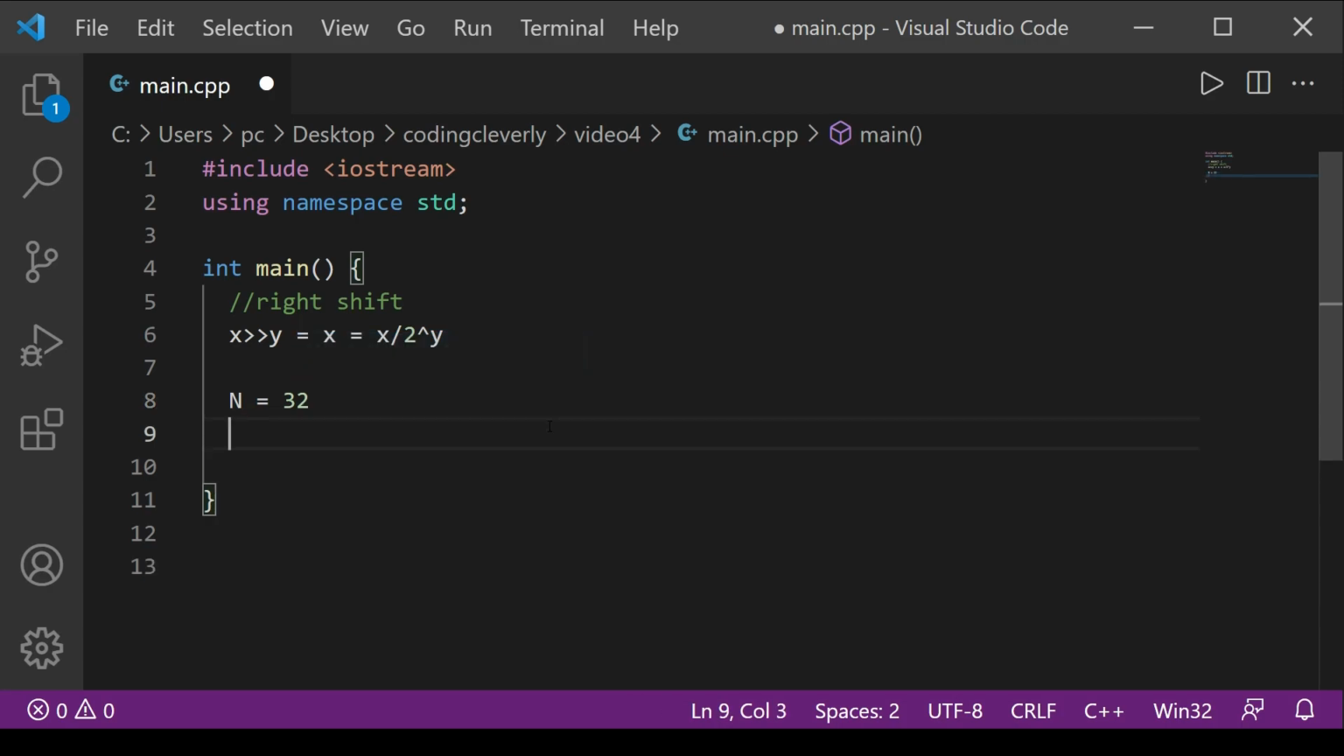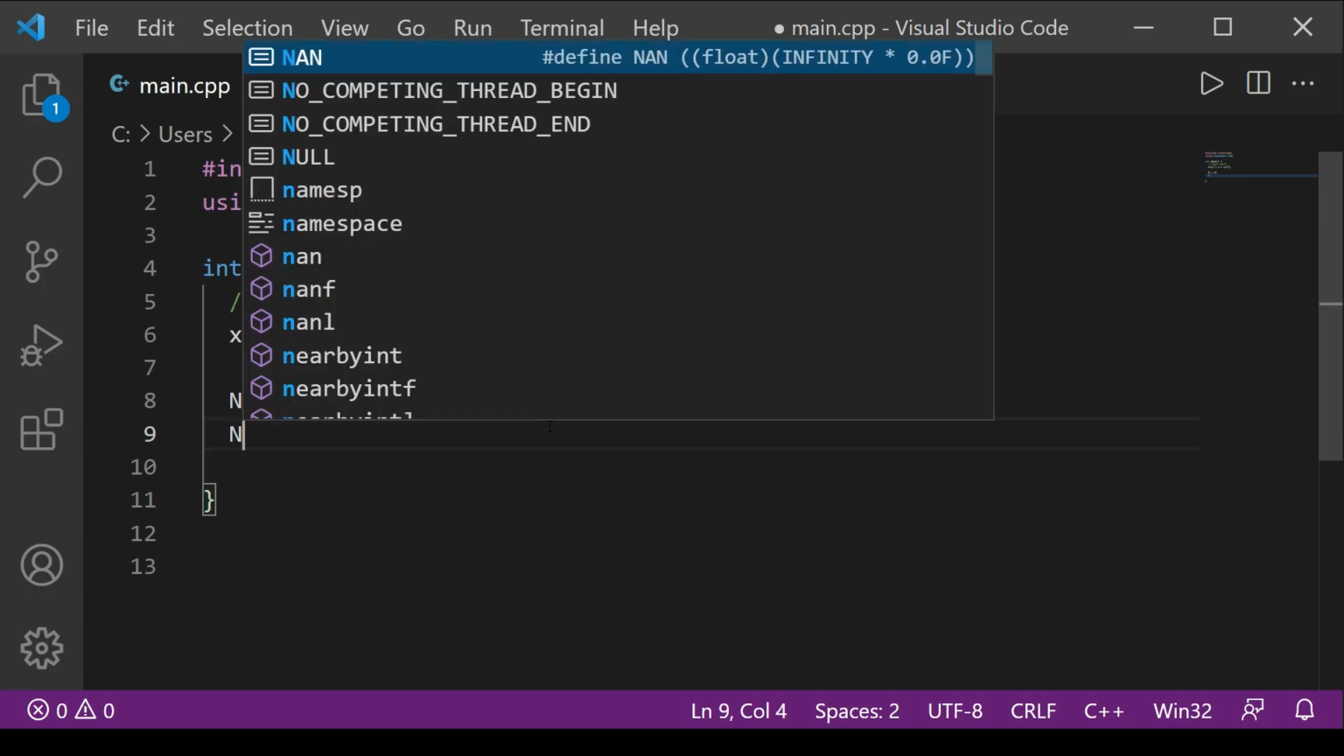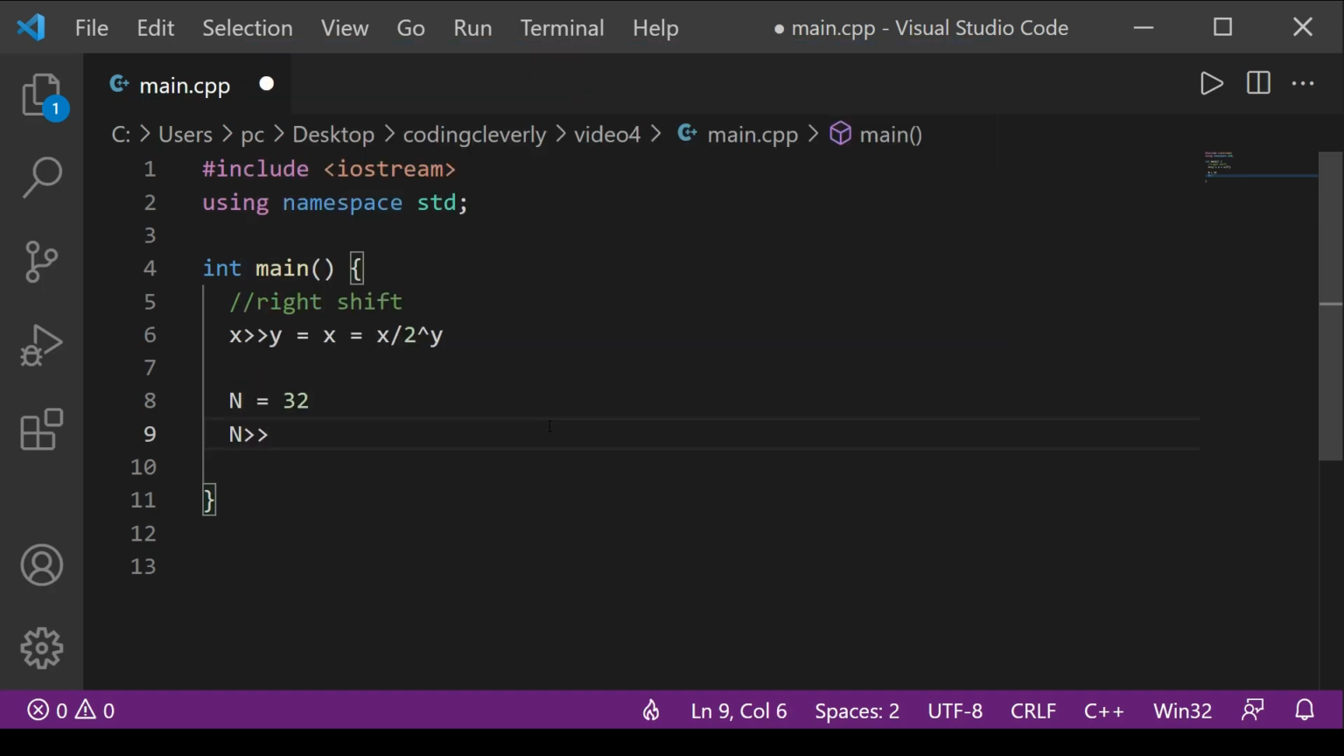So if we want a shift over here, we'd say n right shifted with 2 as the number. So what we could do here is n equals n divided by 2 raised to the exponent, and the exponent is 2. So over here would be 2 raised to the power of 2, which is pretty simple, it's 4. So we could write 4 instead of that.